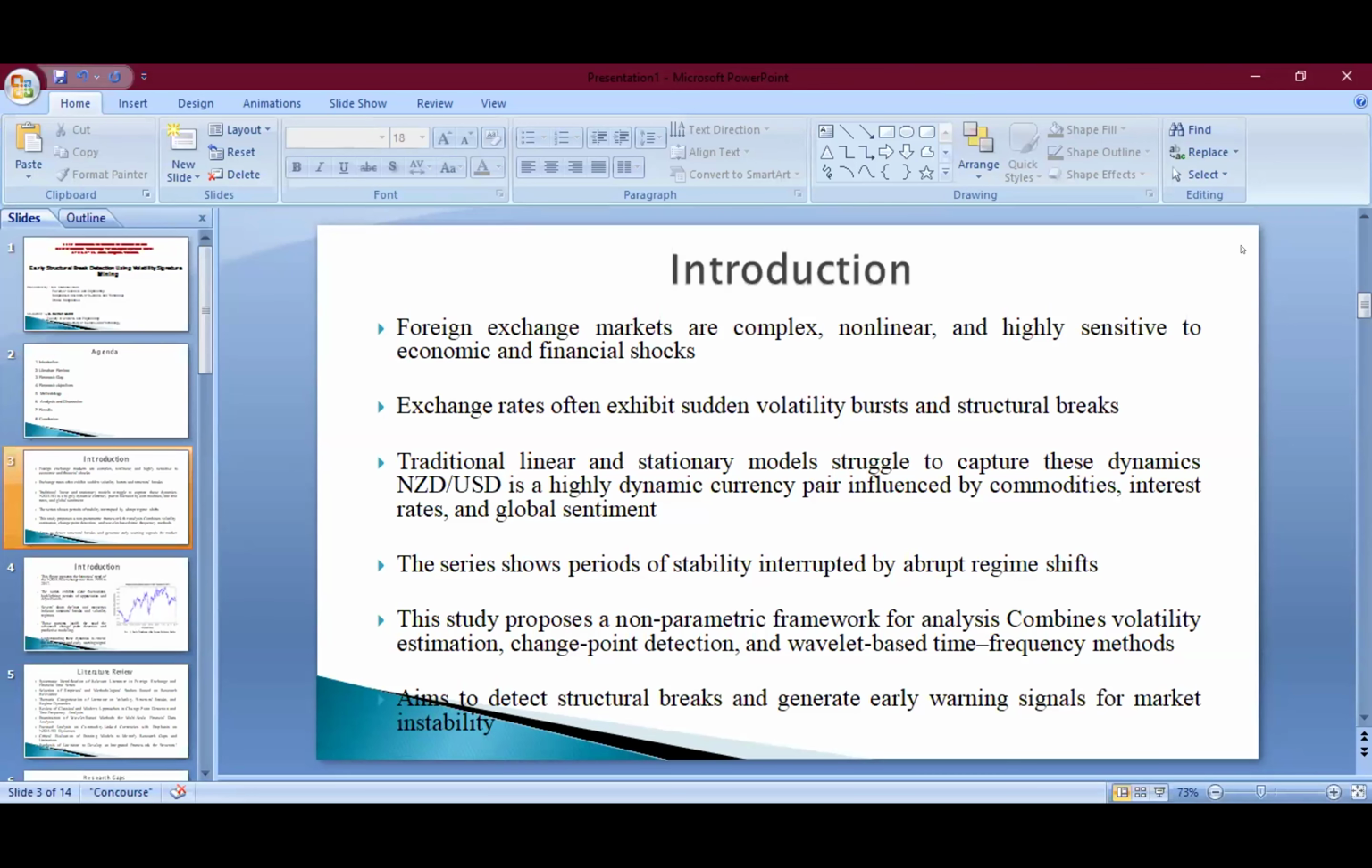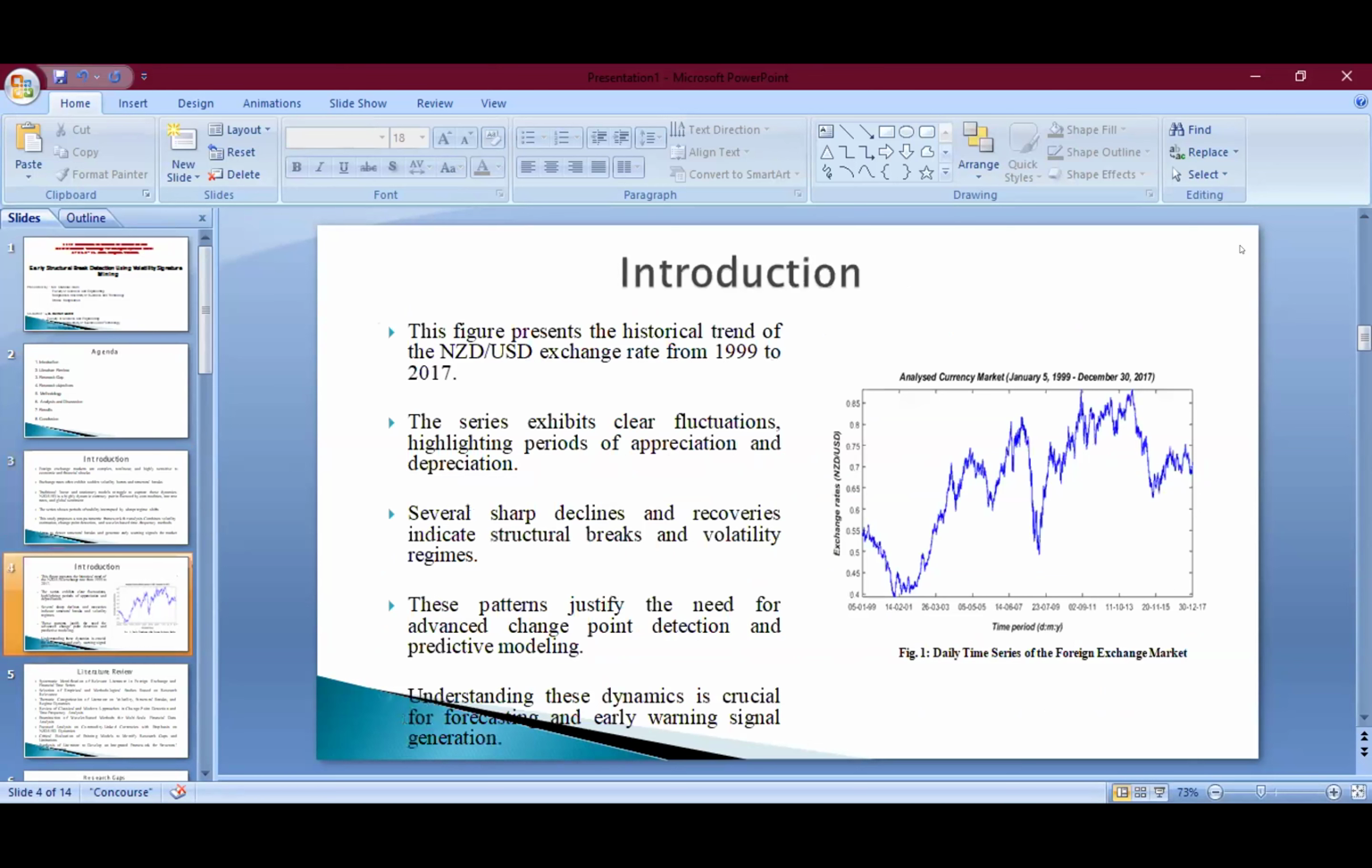Signals for market stability. So this is one example you can see from the figure. This is the daily time series for the New Zealand exchange market, the exchange rate from 1999 to 2017. From this figure, we clearly see that the fluctuations highlight periods of appreciation and depreciation, and several sharp declines and recoveries indicate structural breaks and volatility in the currency exchange market.